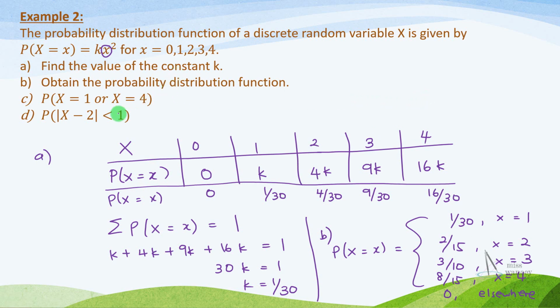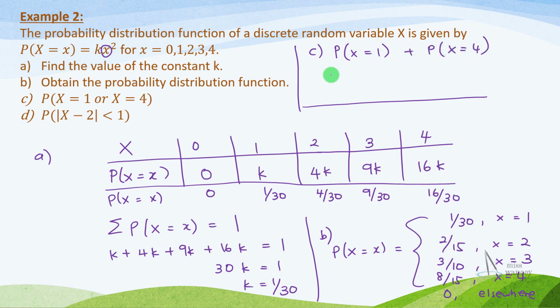Okay, so now let us answer C. Calculate the probability for x equal to 1 or x equal to 4. So for C, the probability of x equal to 1 or x equal to 4 simply means the probability of x equal to 1 plus the probability of x equal to 4. Now substitute x equal to 1, so the value is 1 over 30, plus x equal to 4, which is 16 over 30. Adding them together, this is 17 over 30. So this is the answer for part C.